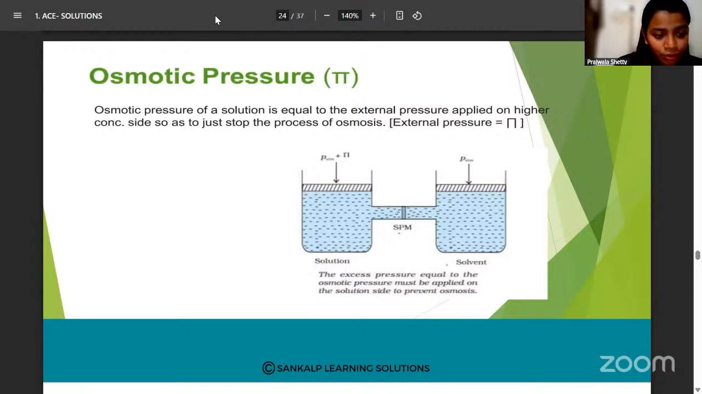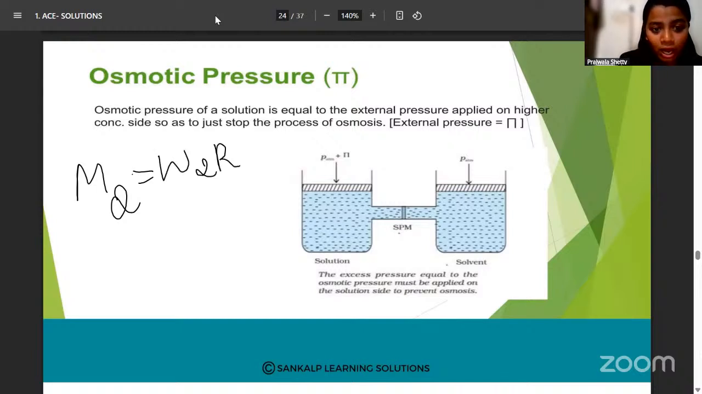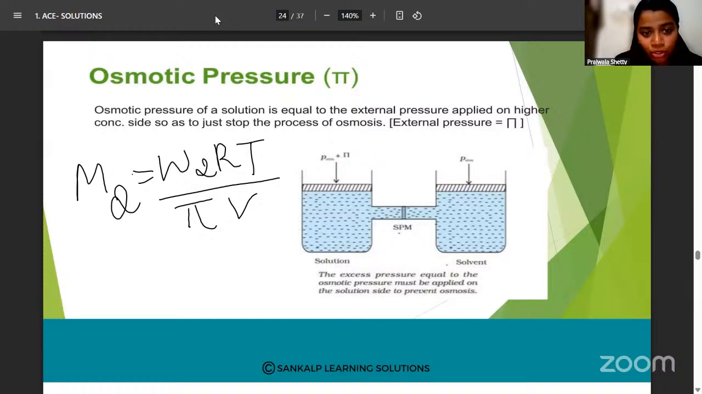Just look into the formula which I gave. Okay, it is better to note it down. Generally they ask you to calculate M2, that is the reason you are given M2. M2 is equal to W2 R T divided by pi V. Okay. Just remember this. It is all direct substitutions. All right.